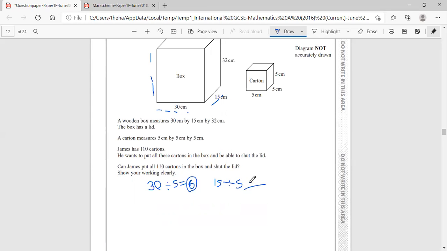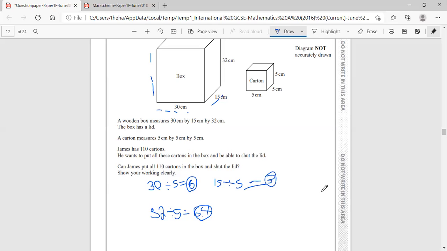So this is where some people get tricked, because if you get this part wrong, you'll get the answer wrong. So let me just circle that. What we need to do is 32 divided by 5, which equals 6.4.